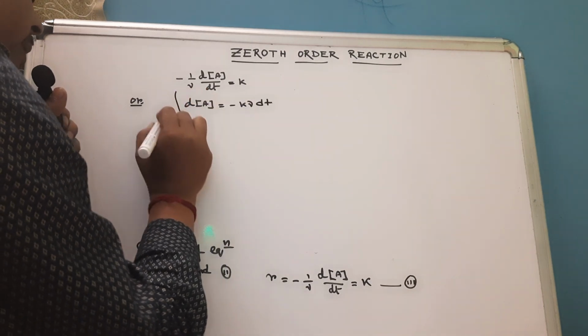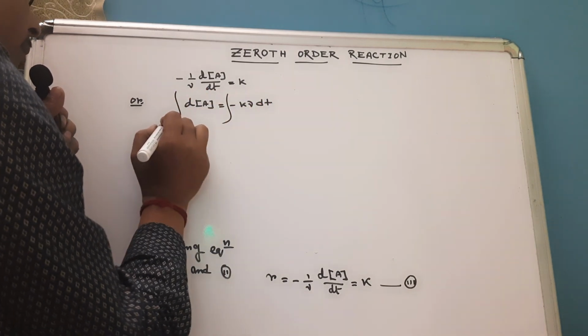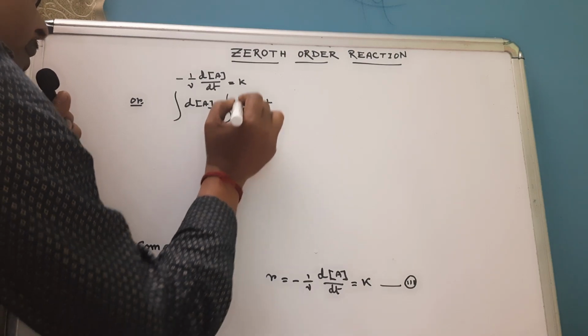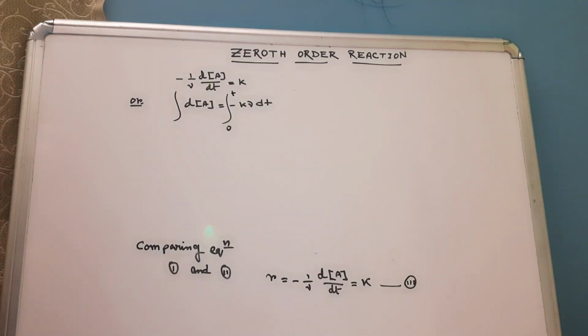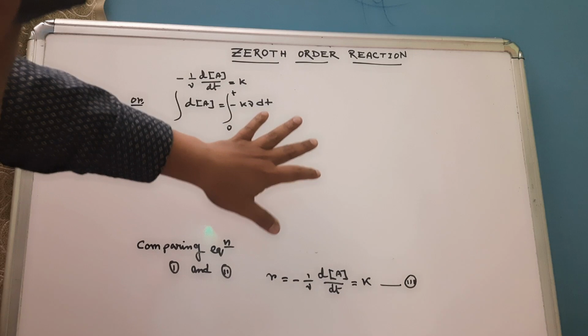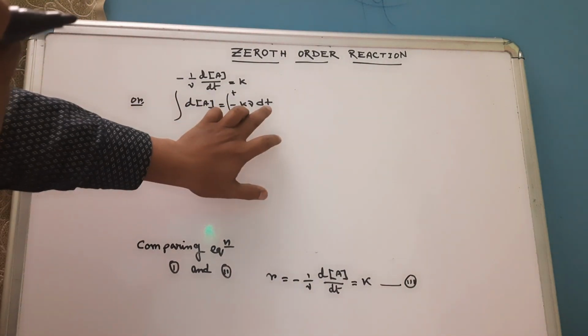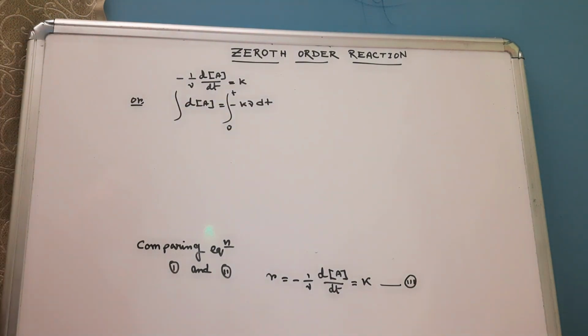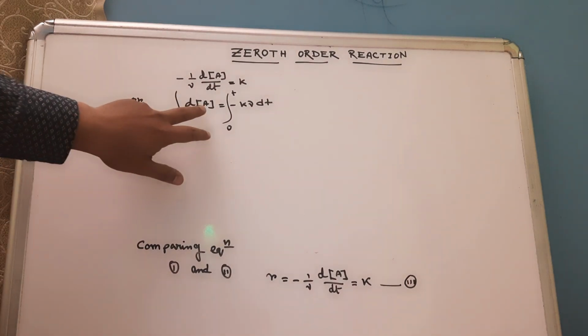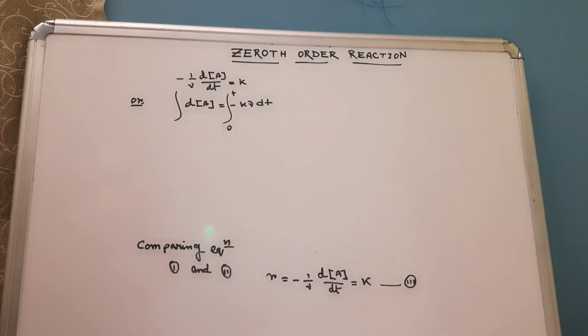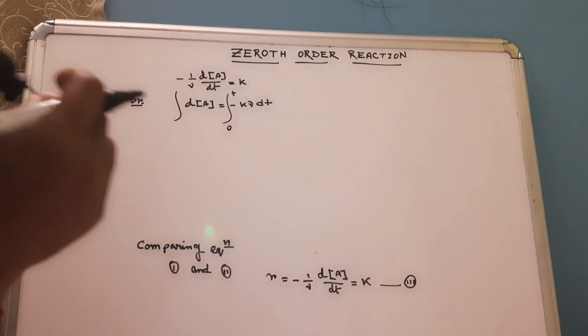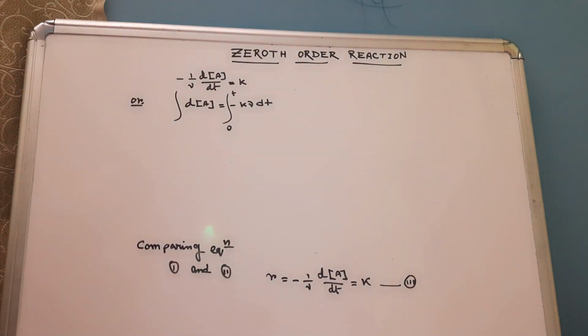Now try to integrate. There are two variables. What are the variables? Time and A. Time is the independent variable. Time is not in our hand, time is progressive in nature. And the concentration of the reactant is the dependent variable. So there are two variables, time and concentration of the reactant.